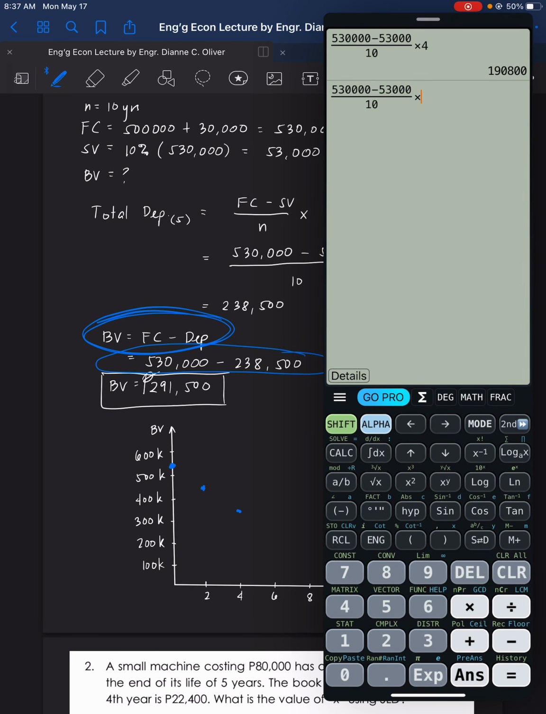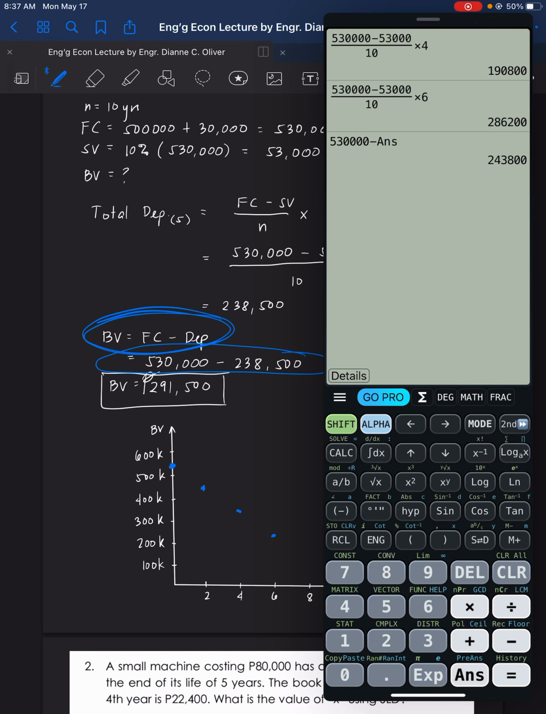Let's have here the sixth year. It is equal to 286,200. That is the depreciation in the sixth year. Then we have here 530,000 minus the depreciation. That is 243,800. So in the graph there.